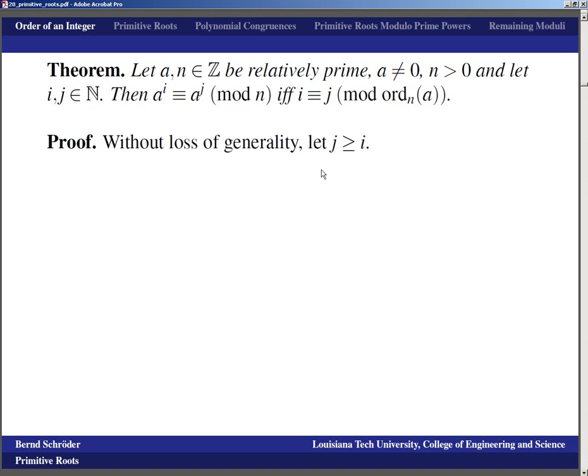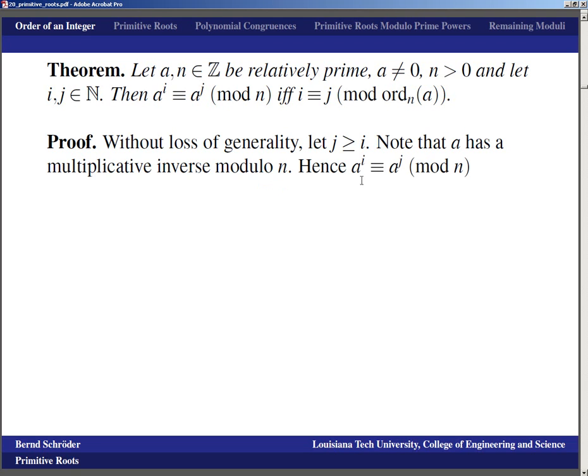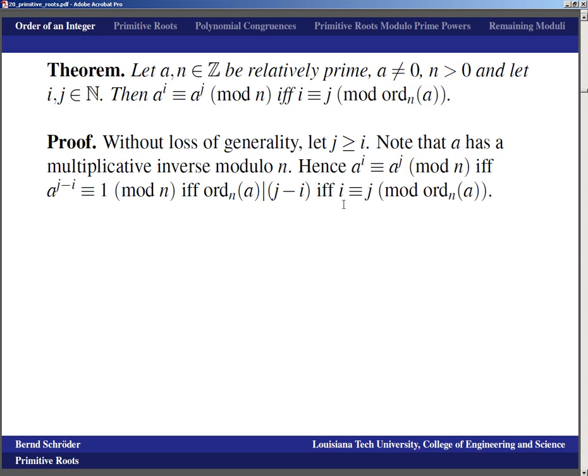First of all, without loss of generality, we can assume that j is greater or equal than i. And a has a multiplicative inverse modulo n, which means a to the i equivalent to a to the j modulo n is equivalent to a to the j minus i equivalent to 1 modulo n. That's also why I wanted to have j greater or equal than i. And that's the case if and only if, by the previous theorem, the order of a divides j minus i, and that means that's the case if and only if i is equivalent to j modulo the order of a.